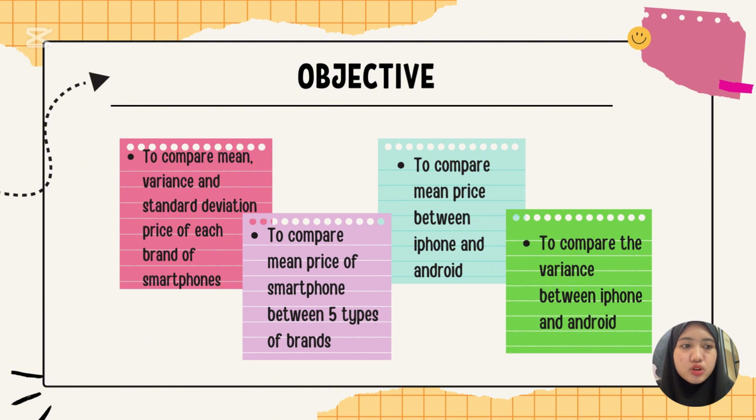Second, to compare the mean price of smartphones between 5 types of brands. Third, to compare the mean price between iPhone and Android. Fourth, to compare the variance between iPhone and Android.